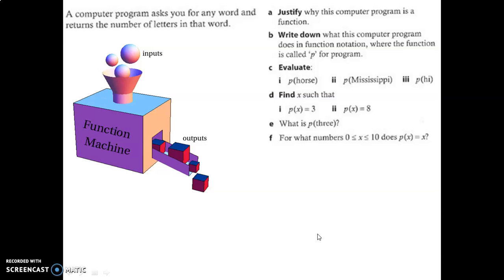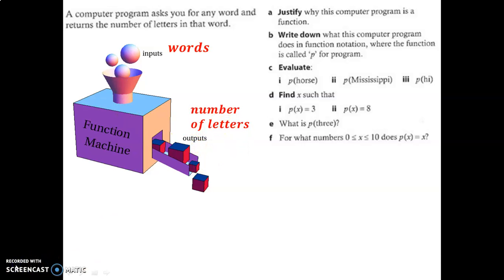Okay, here's another problem that really focuses on a function as a machine. So we have a computer program that asks you for any word and returns the number of letters in that word. So your inputs go in here and it's words and outputs come out here. So again, the input is a word and the output is the number of letters in that word.